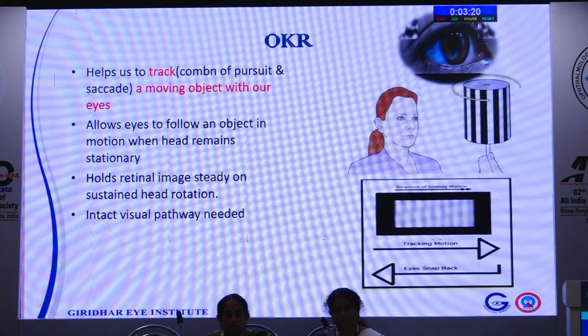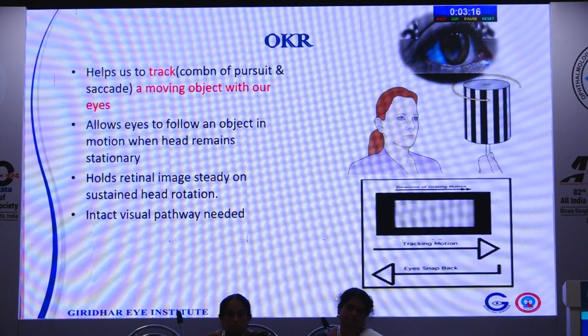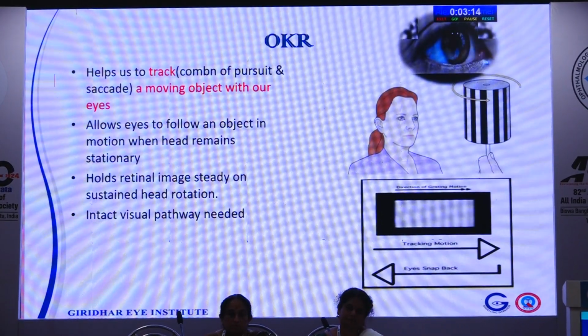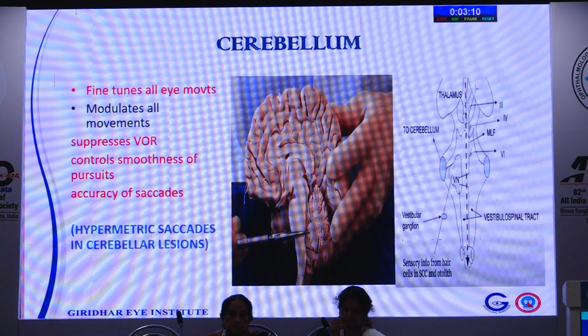Now, coming to the optokinetic reflex, it is also an important reflex. It allows us to track a moving object with our eyes, and you need an intact visual pathway for this. The cerebellum has an important role. It's a master modulator. It fine-tunes all your eye movements, and you can see in this picture it has connections to all the important centers. So that's where you get abnormalities of gaze and saccades in cerebellar lesions.